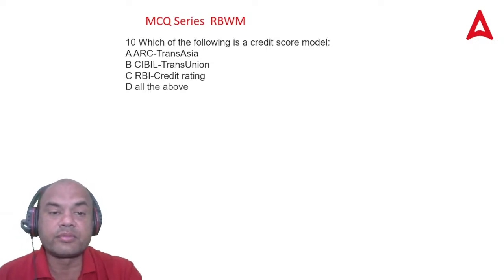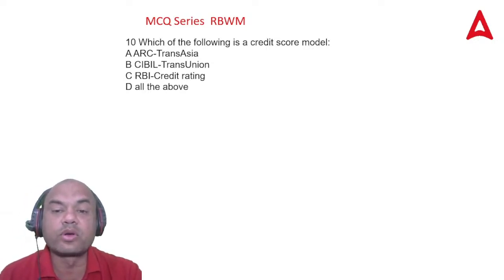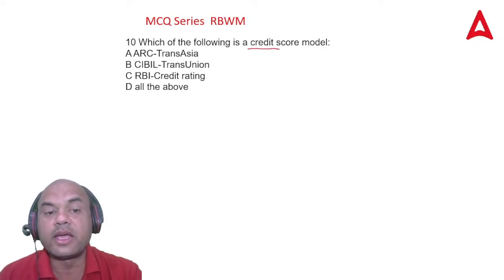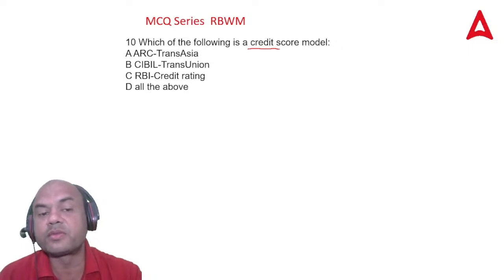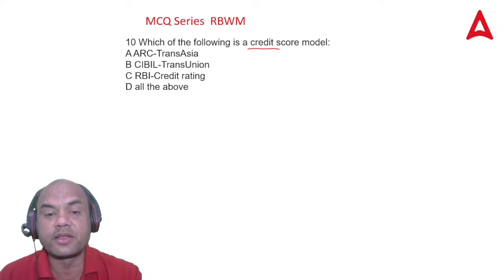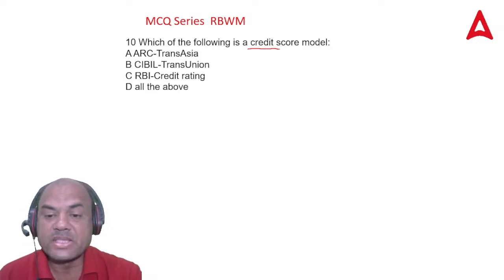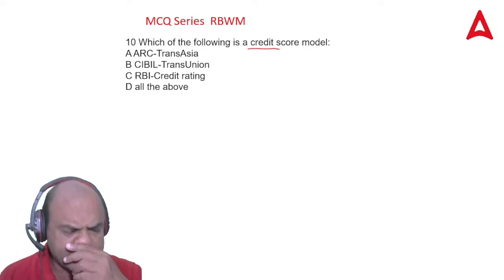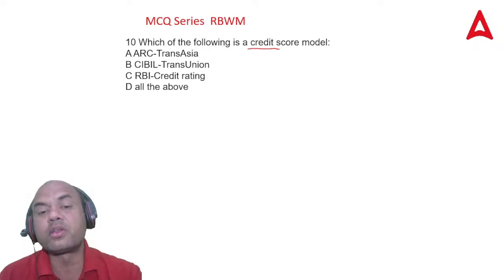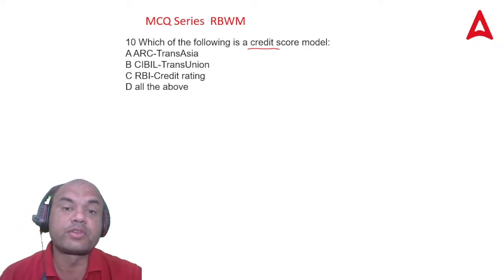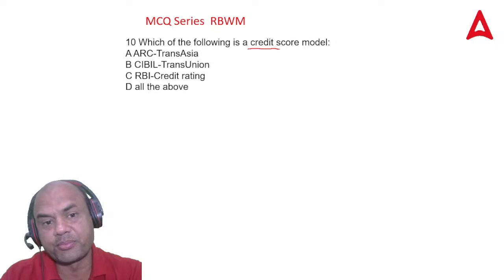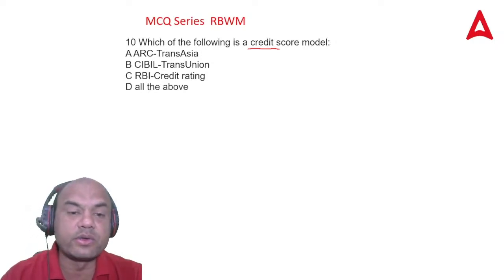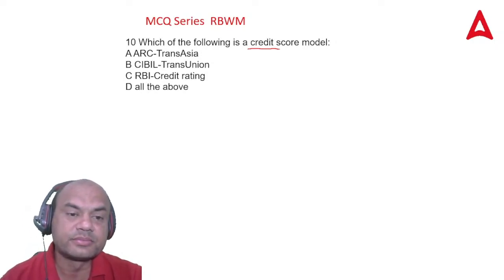Which of the following is a credit score model? ARC TransAsia, CIBIL, TransUnion, RBI credit rating, all of the above. Which one of them are you using? You might be using those in the banks. The name is very simple. Whichever you are using, type that. So, which is the one you are using, guys?